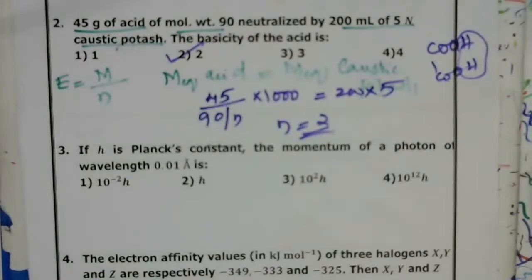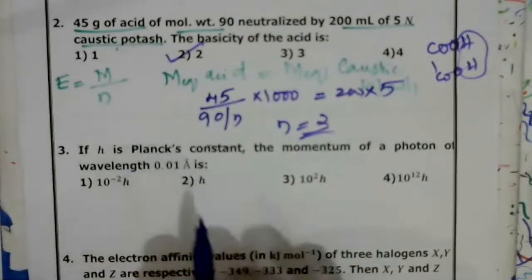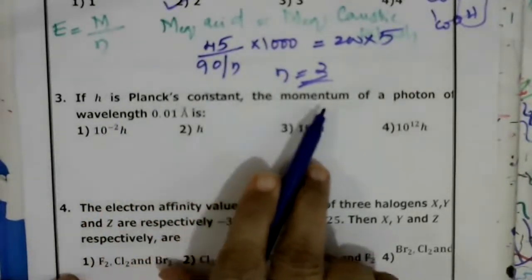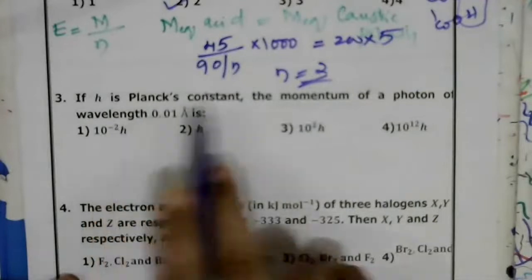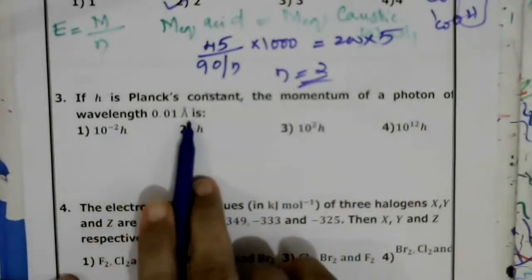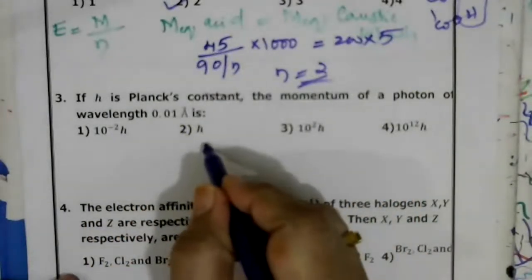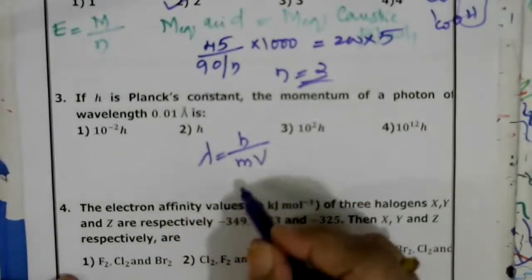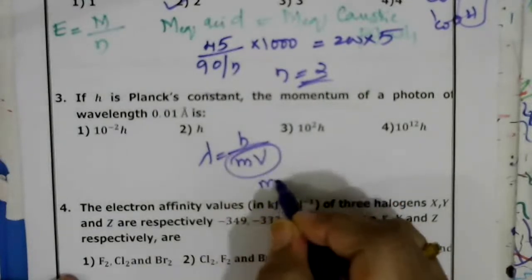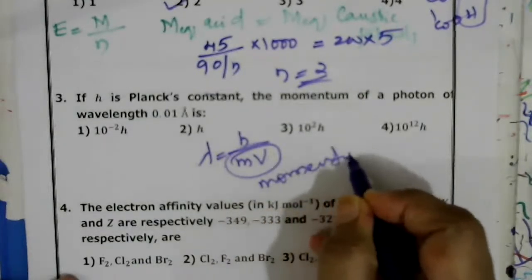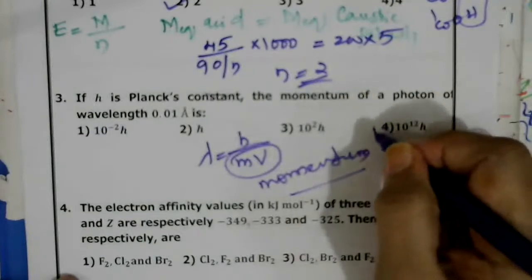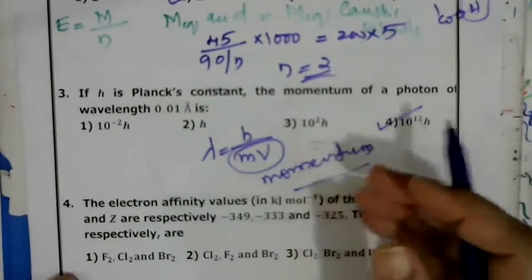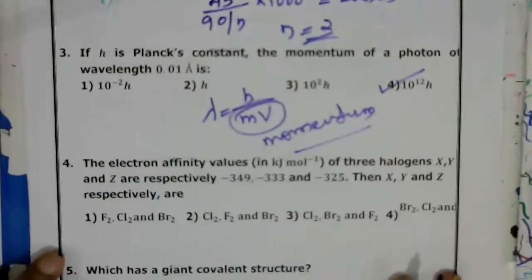Next question. Question number 3. If h is Planck's constant, the momentum of a photon of wavelength 0.01 angstrom unit. We know the mathematical relation, lambda is equal to h by mv. Correct? Where mv is nothing but what, children? Momentum. Substitute it, we'll get the answer 10 raised to 12. Correct? Sometimes wherever simple relations are there, I'll write the relation, you can go for the calculation.